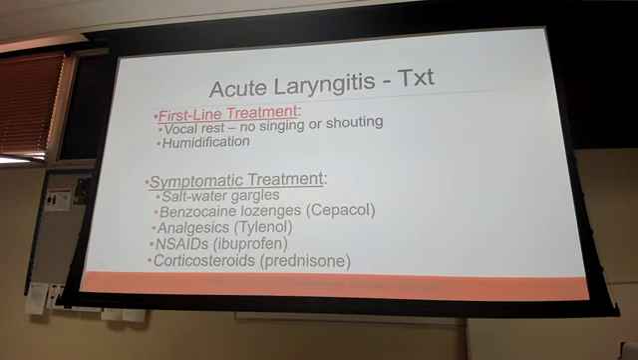So the first line treatment for acute laryngitis is vocal rest. We can add symptomatic treatment if they're having other upper respiratory tract symptoms, like saltwater gargles, analgesics, NSAIDs, etc. But the first line treatment is going to be vocal rest. Humidification will help soothe the larynx, but first line treatment, vocal rest. No singing, no shouting, no going to football games, screaming, that kind of stuff.